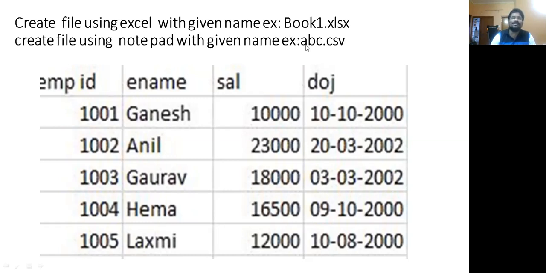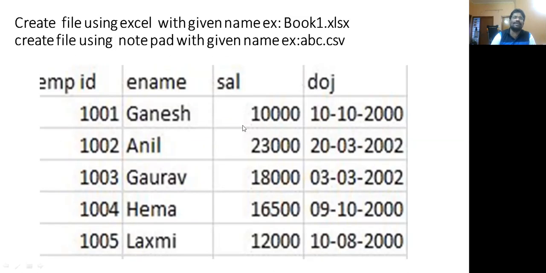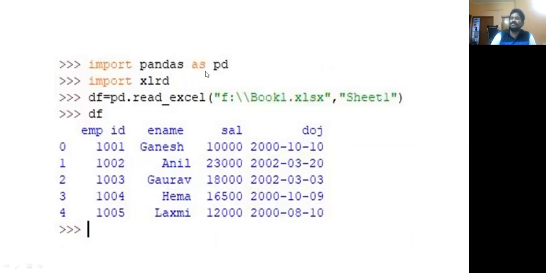book1.xls. If it is a text file, we can save it as CSV. But how to read this file? For example, import pandas as pd. We can rename pandas as pd for simplification. Import the xlrd package, which is required for reading data from Excel. Then we can create a data frame, df meaning data frame.